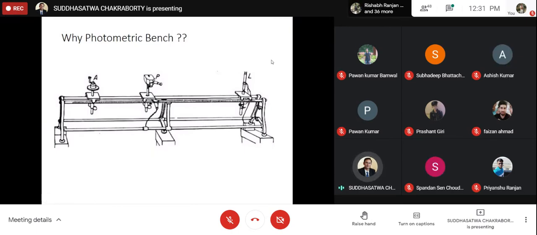What do you mean by the photometric center? Photometric center means a point which will indicate the entire light source. If we want to visualize a light source like a point, a single point which can represent the entire light source, this point is called the photometric center of the light source.